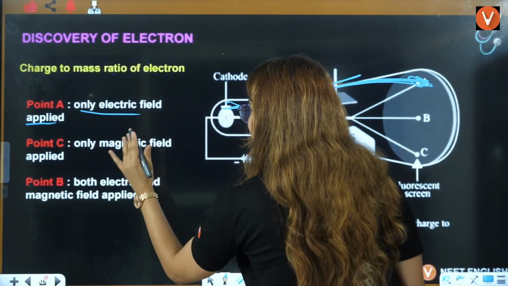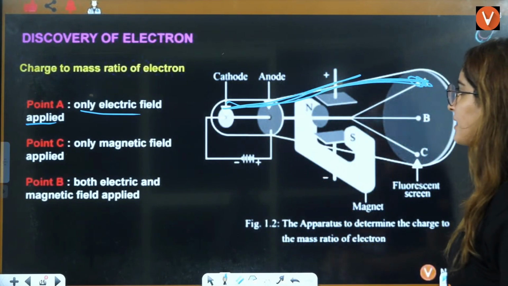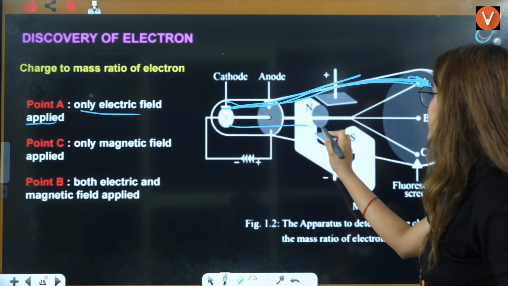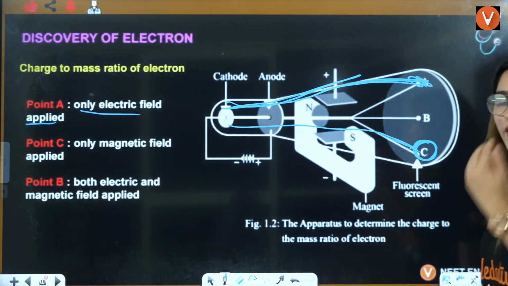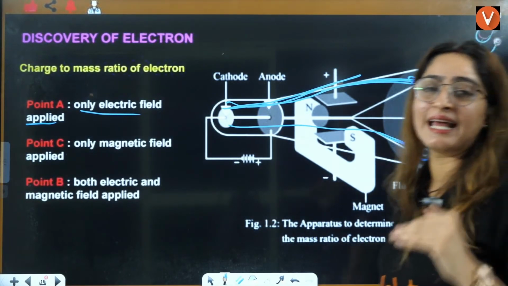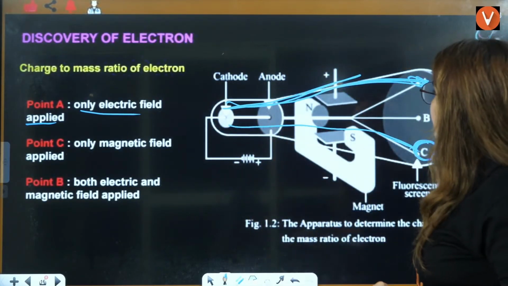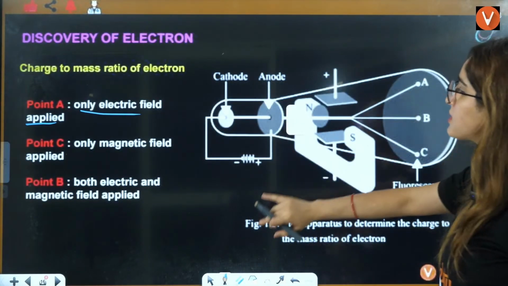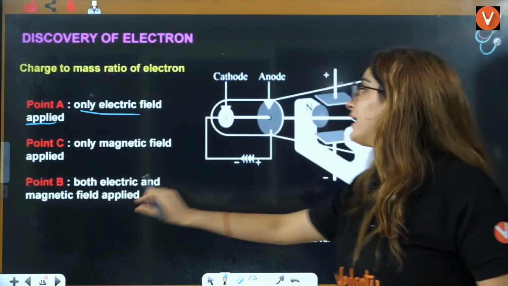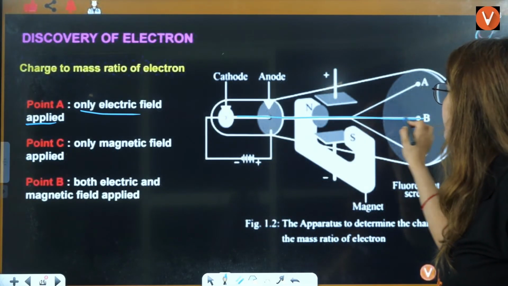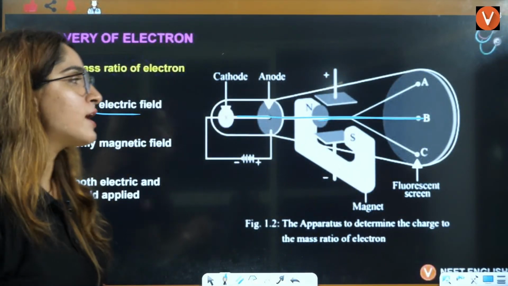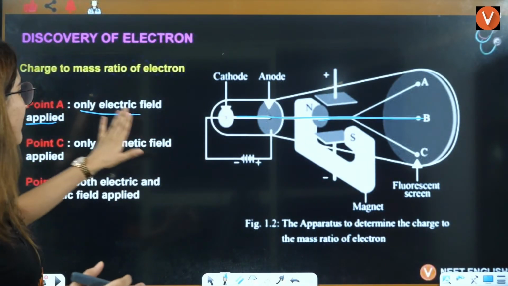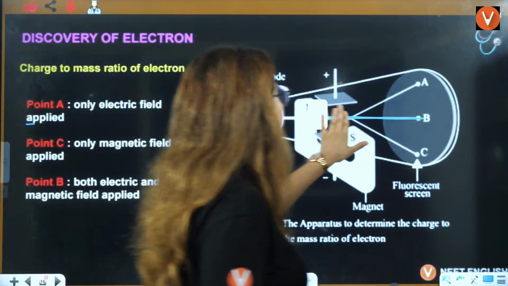Then point C is when you have only the magnetic field. Then these particles will move in the direction opposite to that of the electric field and strike at point C. Third, he observed that when both were applied, the particles went straight. Or when neither was applied, they also went straight. This is just a general overview of the experiment that I am giving you.